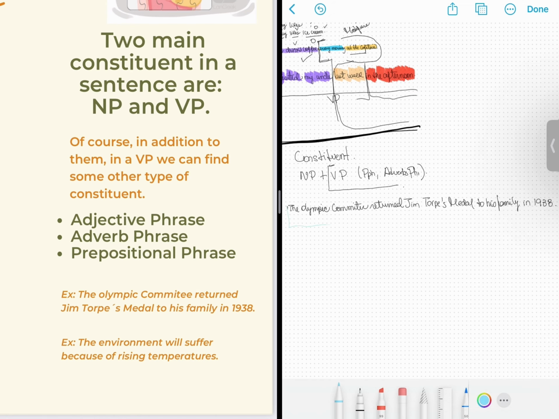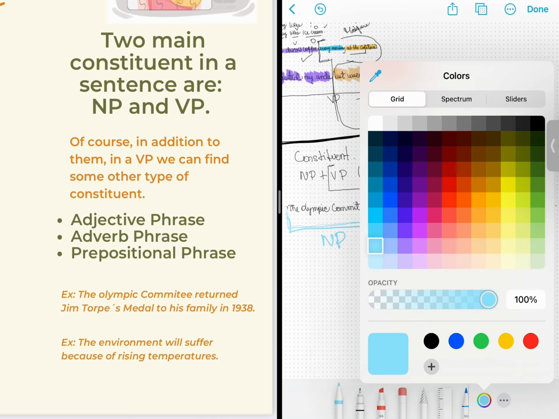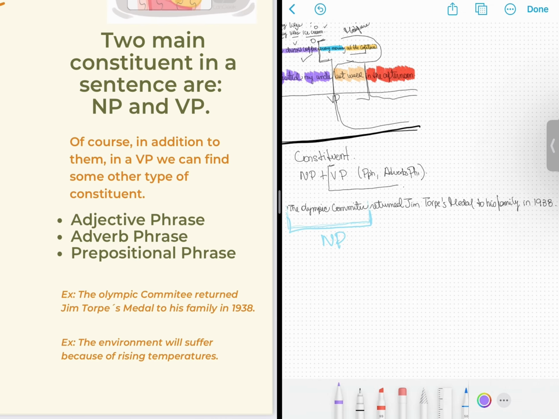This is my... this is my MP, and this is my BP. Now we know. Oh, now I'm able to identify constituents in the verb phrase.